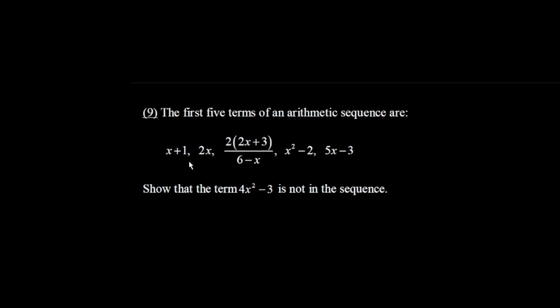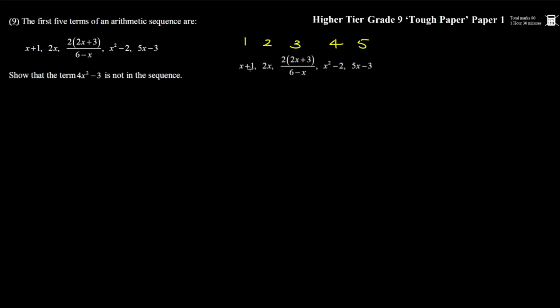So the thing about an arithmetic sequence is between term 1 and term 2, there will be a difference, and that same difference will exist between term 2 and term 3. So we can set up a simultaneous equation and find out what that difference is, and then hopefully the value of x will pop out. So there is the sequence again, and I've numbered the terms. Let's work on these differences.